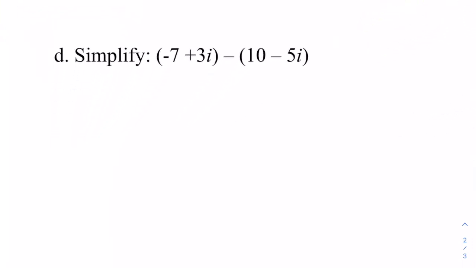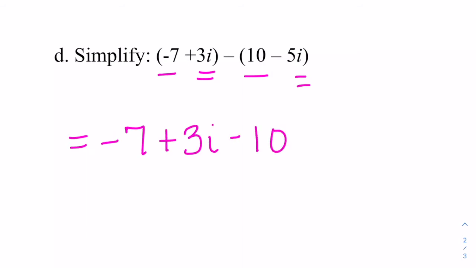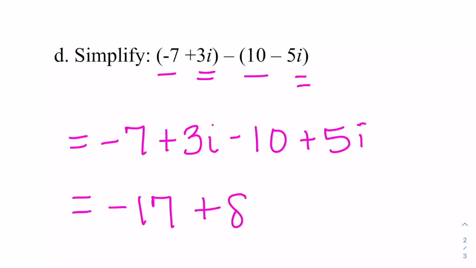When we add or subtract complex numbers, we need to make sure that we combine the real parts and then the imaginary parts. First, I'll distribute the negatives. So it's -7 plus 3i minus 10 plus 5i. So we'll get -17 plus 8i.